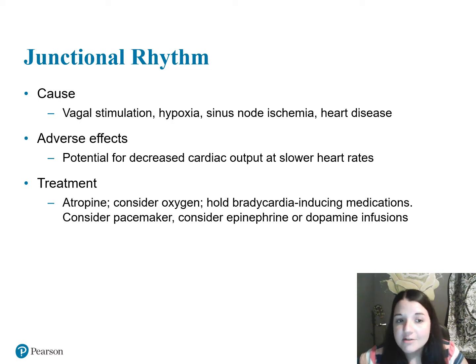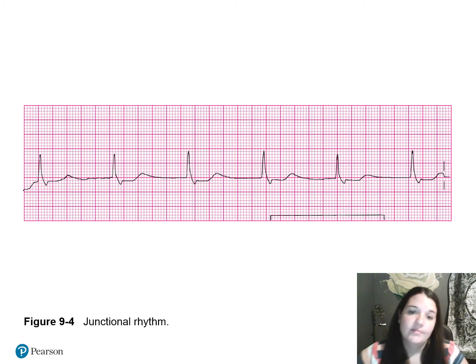What are some adverse effects? Decreased cardiac output. What is the treatment? Atropine, oxygen, hold bradycardia-inducing medications. Consider a pacemaker. Consider epinephrine or dopamine. This is very similar to your bradycardia, except my rate is going to be between 40 and 60 beats per minute. So let's see. 10, 20, 30, 40, 50, 60. Your book is actually correct.